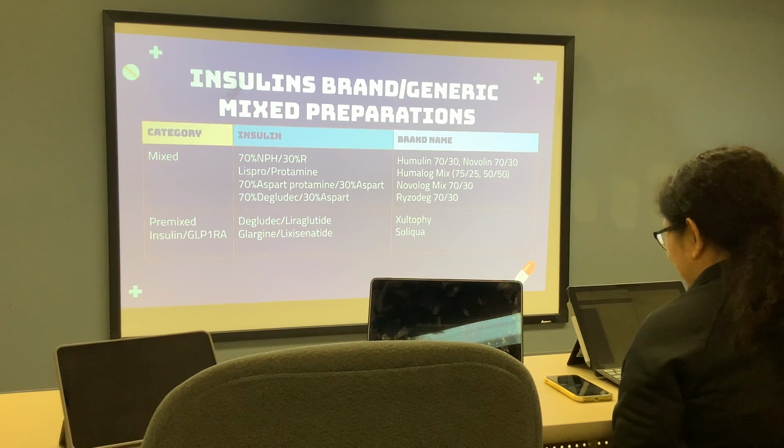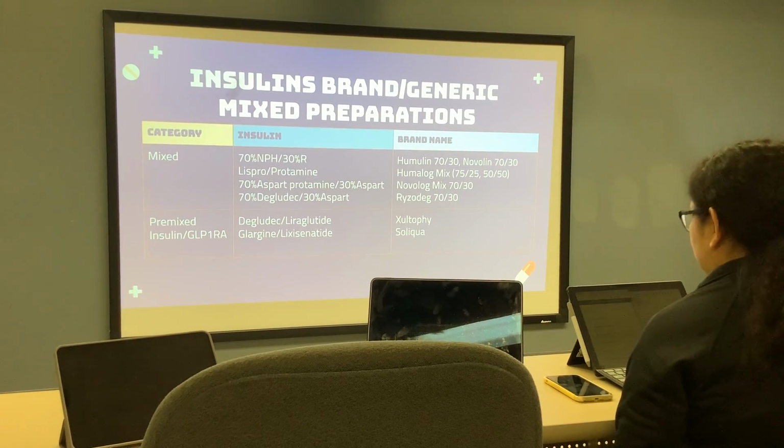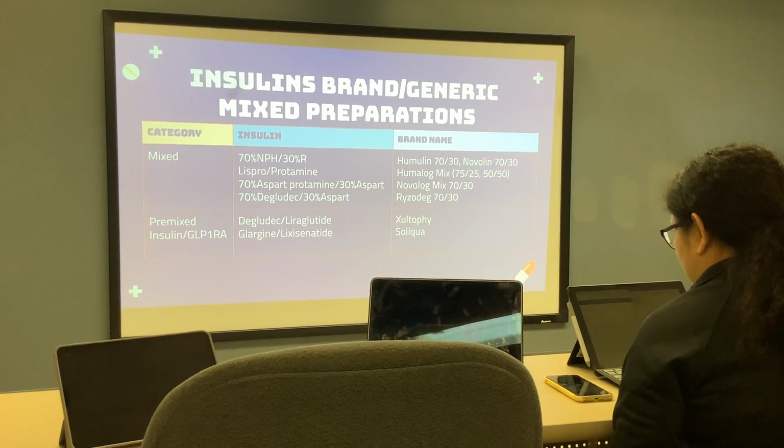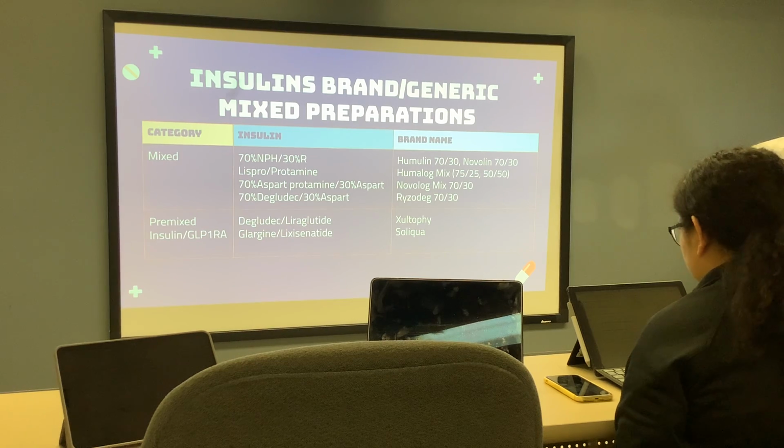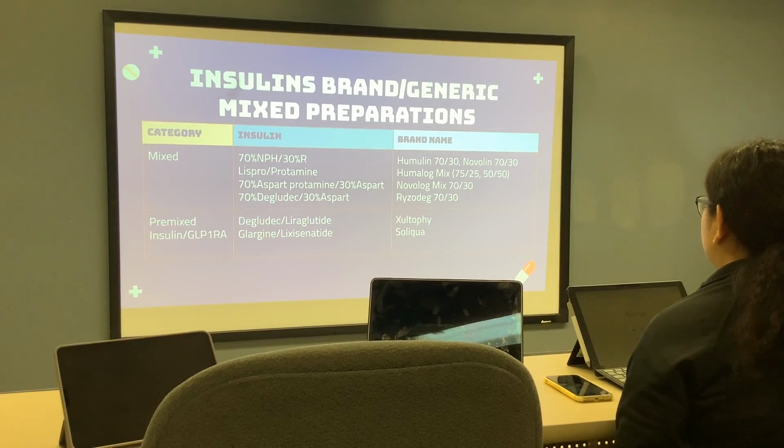And then we have mixed insulin. So for mixed, you have NPH and lispro protamine, and for these you'll see they have the mixture ratios in the brand names and the generic names. So just make sure you pay attention to the NPH, Humulin, Novolin. And then that last row there, the premixed insulins with your GLP-1RAs. We were tested on this, so I highly suggest knowing these. So degludec with liraglutide, Xultophy, and glargine with lixisenatide, Soliqua.